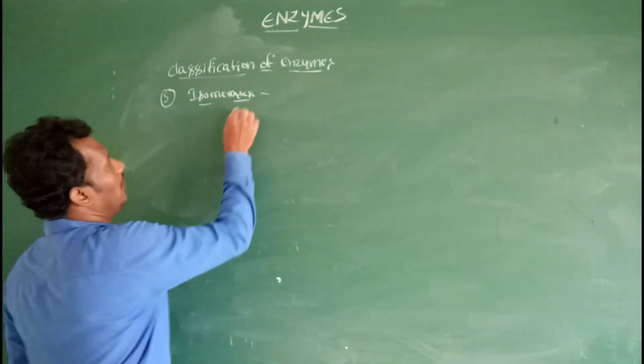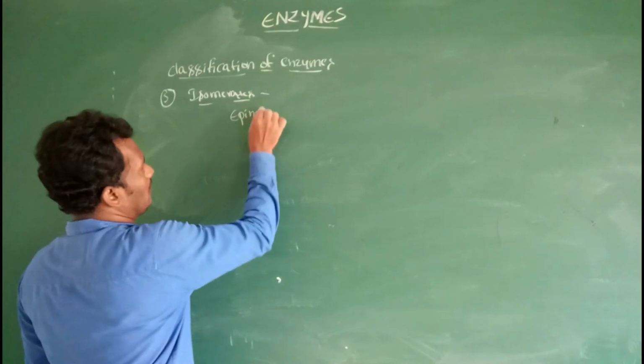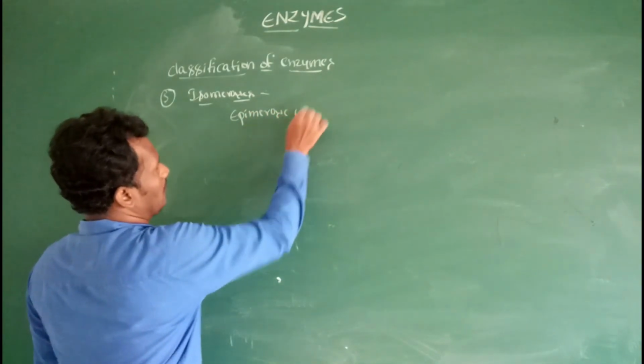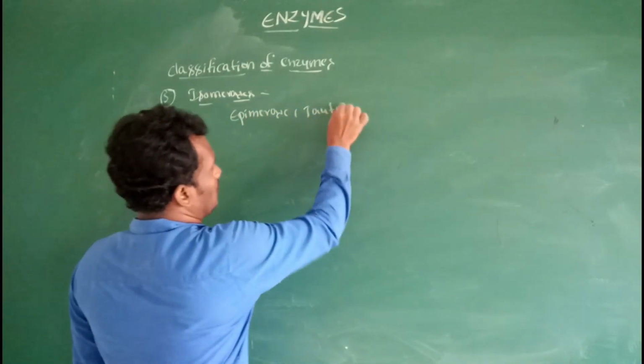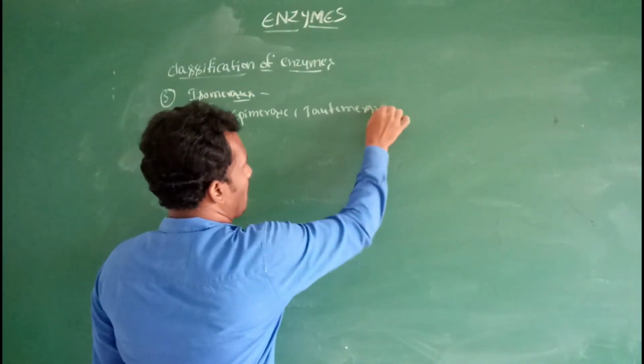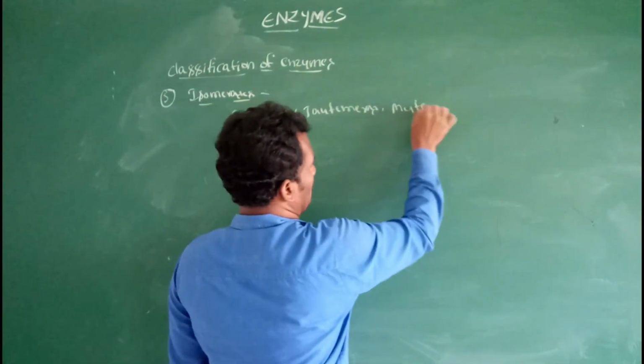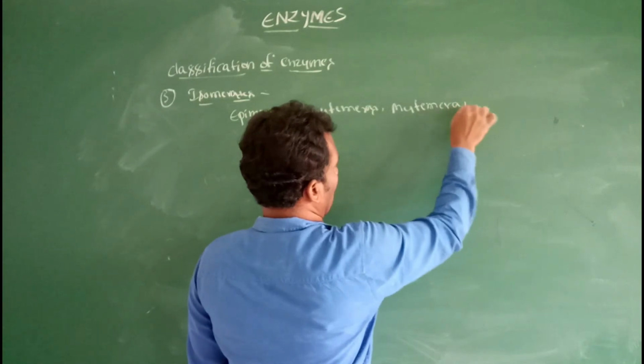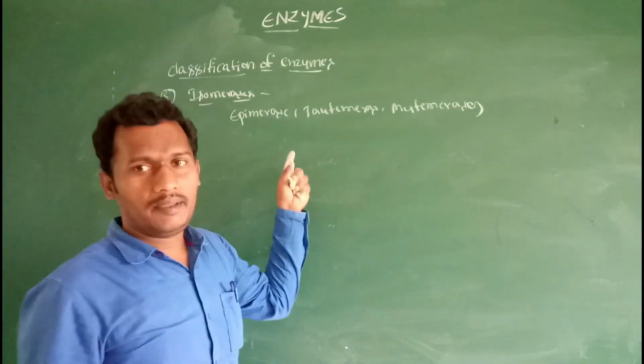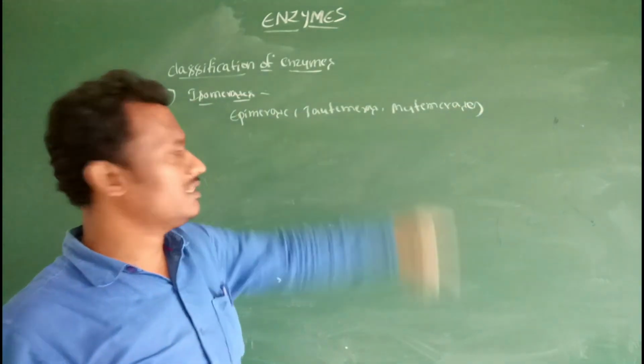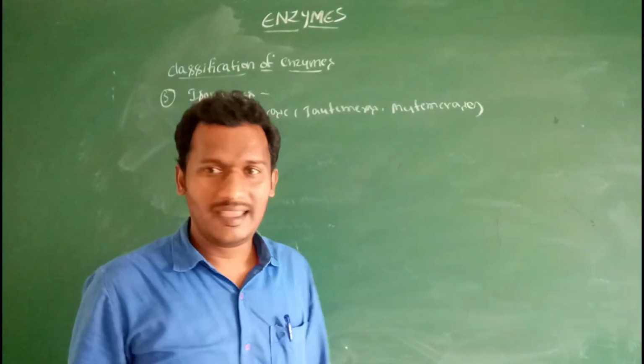Examples are epimerases, racemases, and mutases. So examples are epimerases, racemases and mutase enzymes.